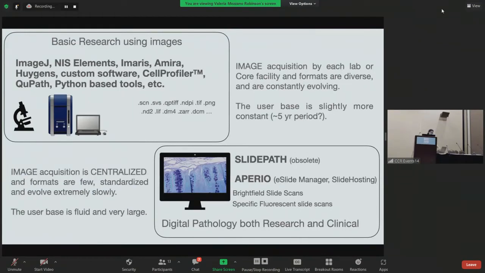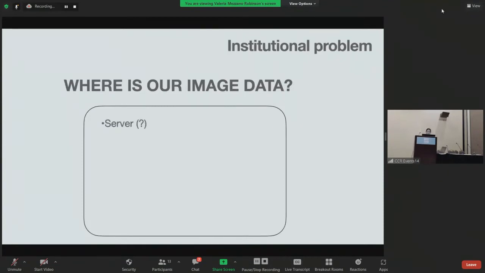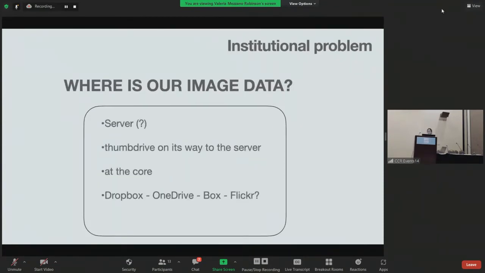And here, our problem is that the user base is very large and very fluid. And so teaching them where the data is is a big problem. So where's your image data? And this is true for everyone.